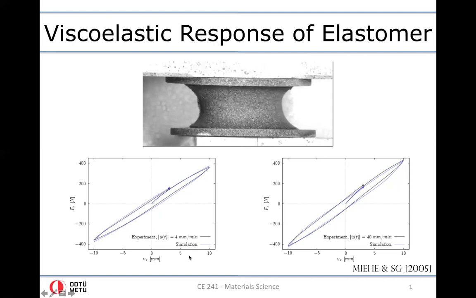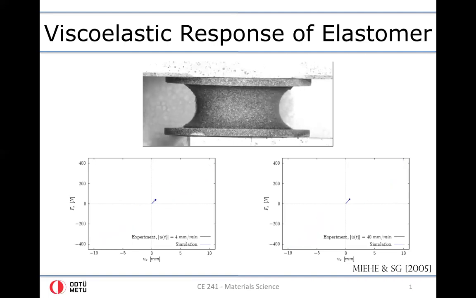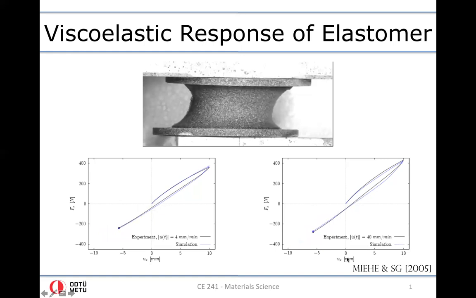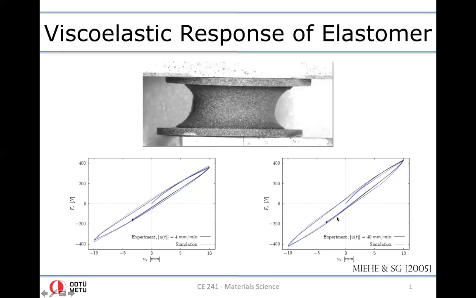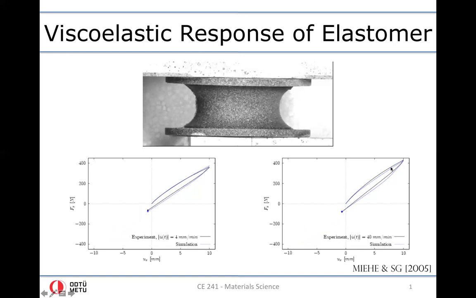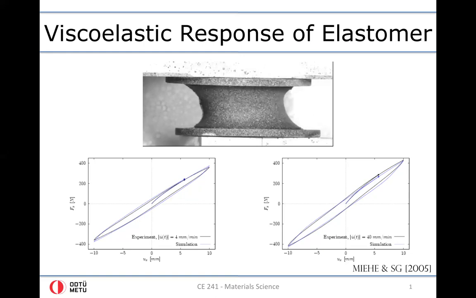One on the left corresponds to the force displacement curve recorded for a lower rate of deformation, which is 4 millimeters per minute, while the one on the right is the force displacement diagram corresponding to the 10 times faster loading rate, in other words, 40 millimeters per minute. When you compare these two diagrams, the first thing that we observe is that the higher the loading rate, the stiffer the material response becomes. So in contrast to elasticity, in this case we have a loading rate-dependent material response.